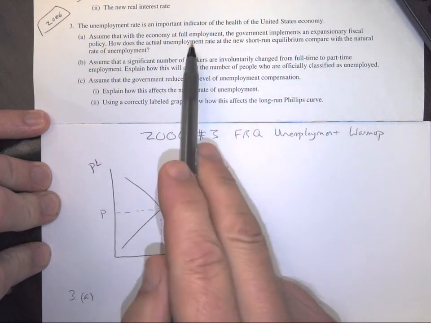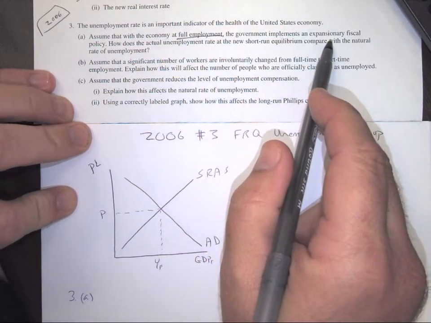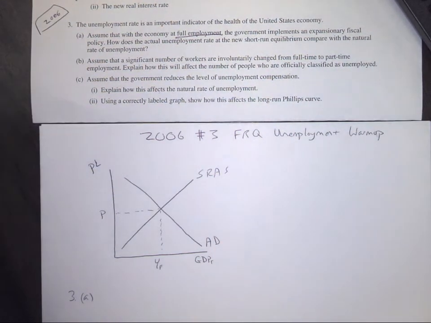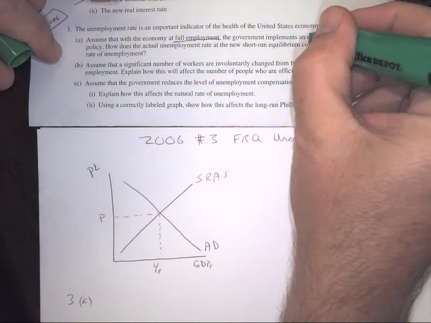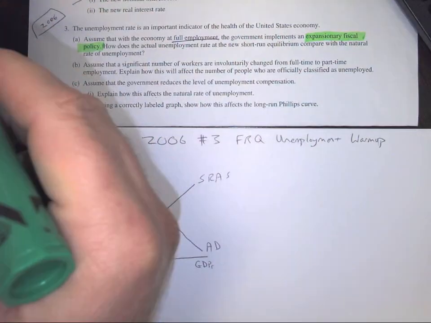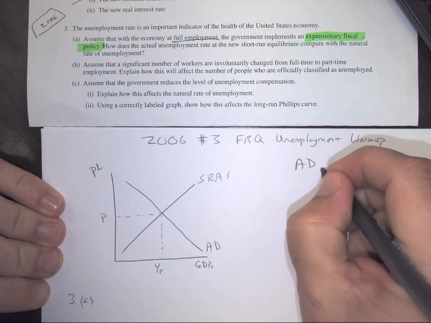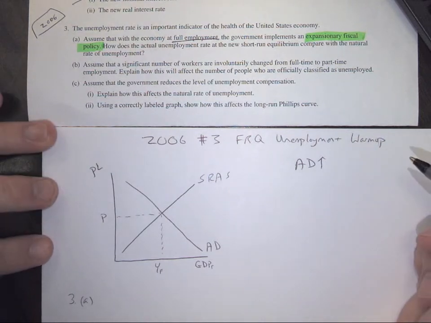Assume that with the economy at full employment, that's a key for us, the government implements an expansionary fiscal policy. How does the actual unemployment rate at the new short-run equilibrium compare with the natural rate of unemployment? So let's think about the things we know. Expansionary fiscal policy is going to make aggregate demand increase, because remember, government spending increase or tax decrease will lead to that expansionary policy.